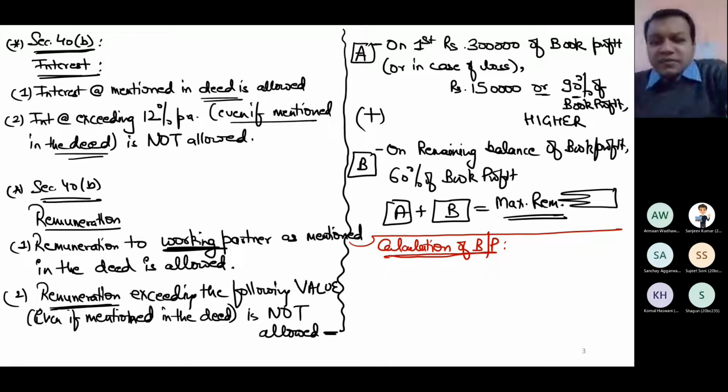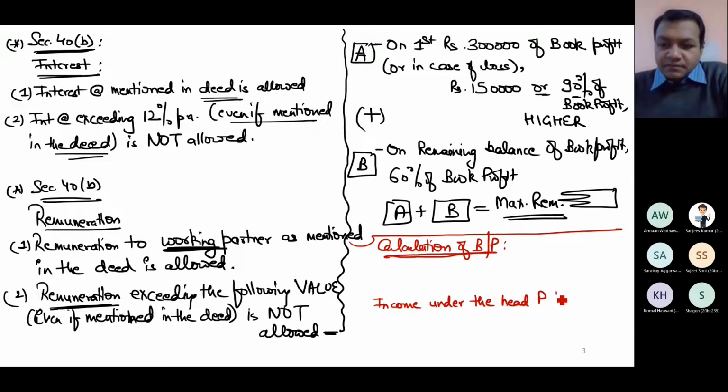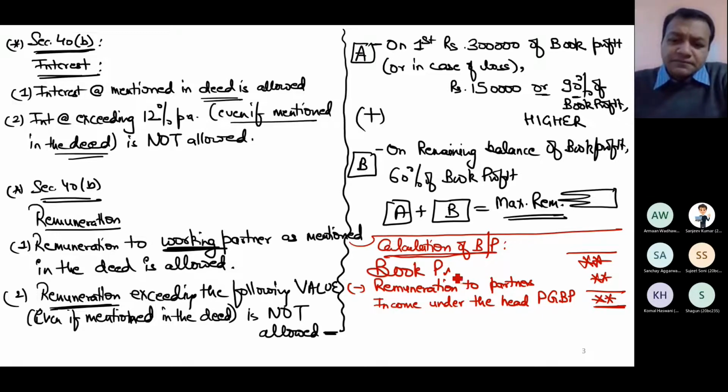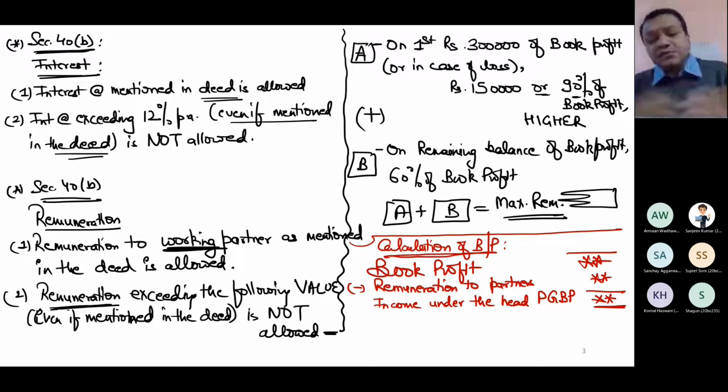So what do I mean by book profit? Suppose I prepare the P&L account and I will compute income under the head PGBP. Suppose it is my income under the head PGBP. This is not book profit. Above it, I have to check how much remuneration I can pay to the partners. This is the last item. After this, I will get PGBP income. So whatever is this figure, this is known as book profit. Income under the head PGBP before deducting remuneration to partners is book profit.